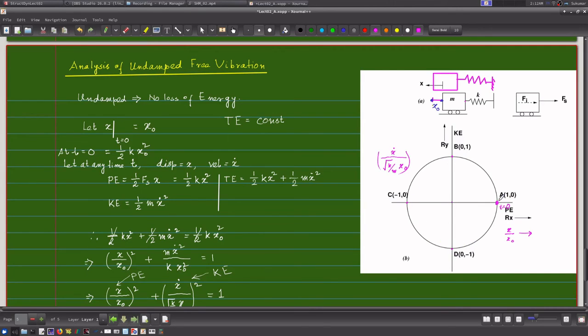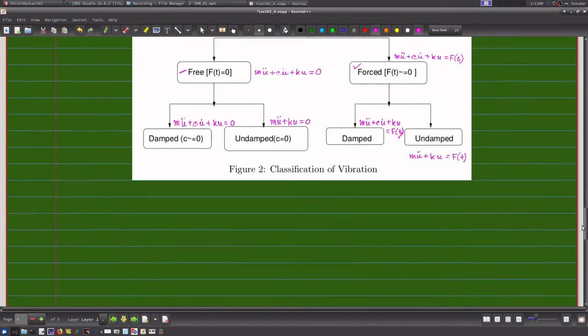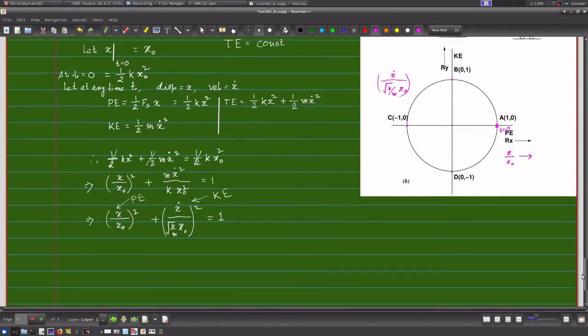So the potential energy is completely converted into kinetic energy, then kinetic energy is completely converted to potential energy, and that cycle continues again and again. Because there is no energy loss, the vibration continues. And that's how we can express the physics of undamped free vibration.